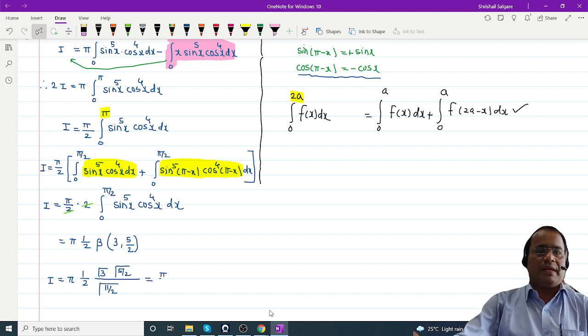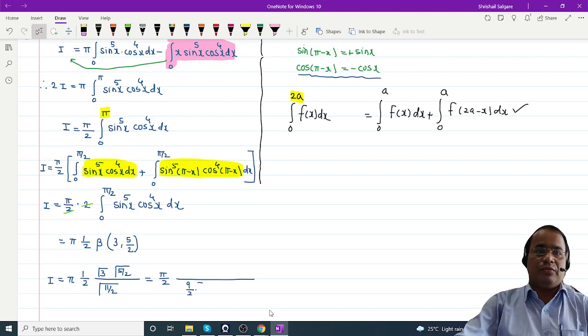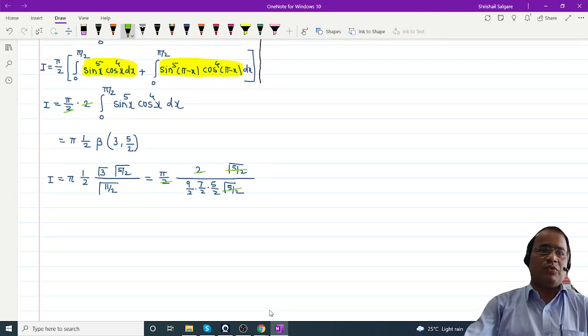Further, it can be written as pi by 2 into the denominator gamma. I will simplify because I want to cancel that gamma 5 by 2. So it can be written as 9 by 2, 7 by 2, 5 by 2 into gamma of 5 by 2, and the numerator gamma of 5 by 2 as it is. And gamma 3 is nothing but 2 factorial, which is 2. So this gamma of 5 by 2 and this gamma of 5 by 2 get cancelled. This 2 and this 2 get cancelled. So tell me the simplified answer.